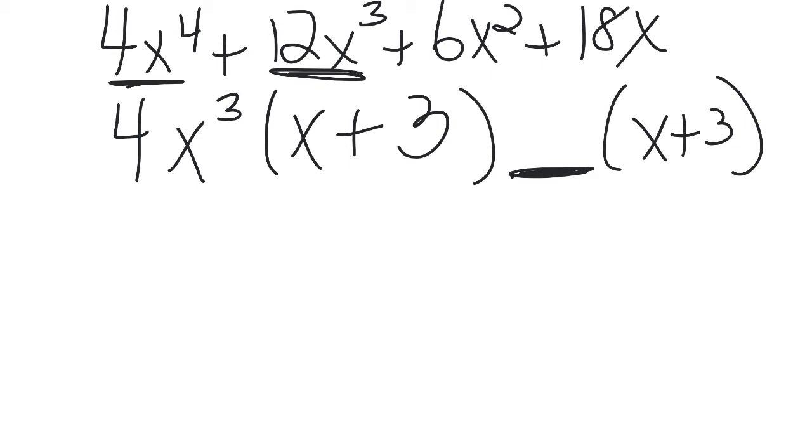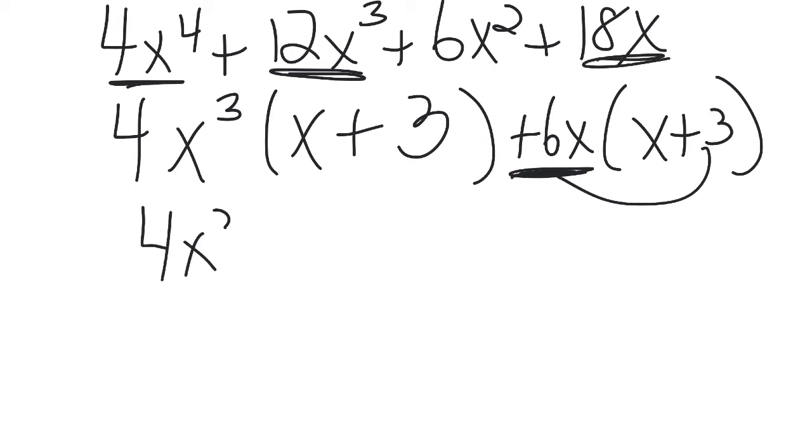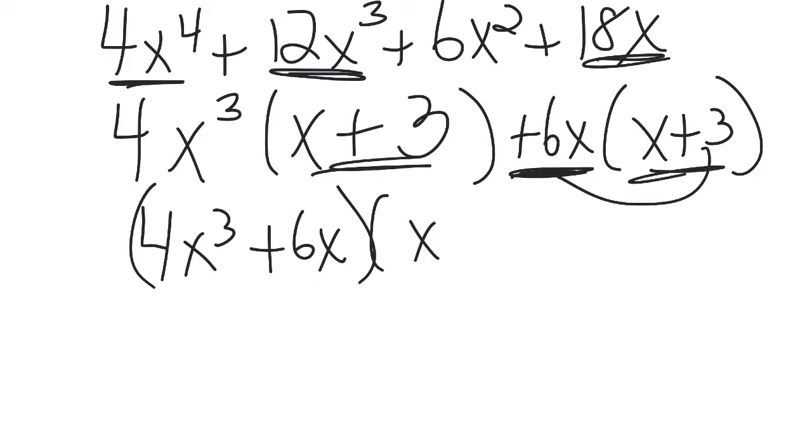Okay, so I need 6x squared, and I have an x, so I need a 6x. Okay, so I can take a 6x out of that. So 6x times x is 6x cubed, and 6x times 3 is 18x. So I put them together, 4x cubed plus 6x, and put that in parentheses, and then copy the common ones down below. And now, this is kind of a tricky one.